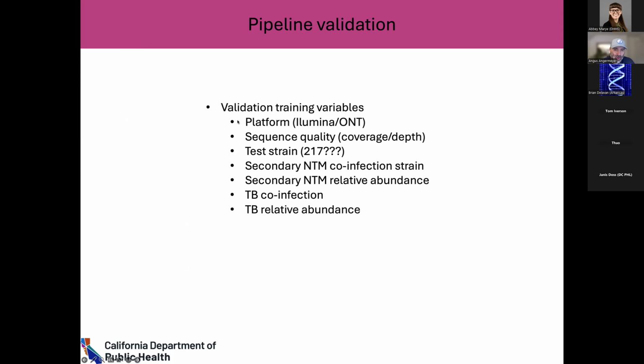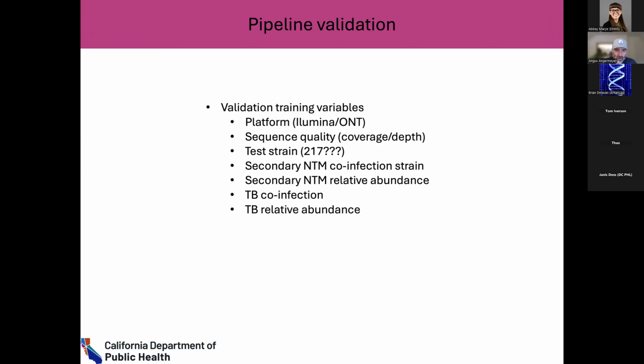So, like I said before, we want to look at Illumina and ONT in the future. Also, hybrid of these. Sequence quality, coverage, and depth are both things that can vary here. The number of strains that are potentially within the data set are going to be varying. And then other considerations like whether or not there's a secondary NTM co-infection within a validation sample.